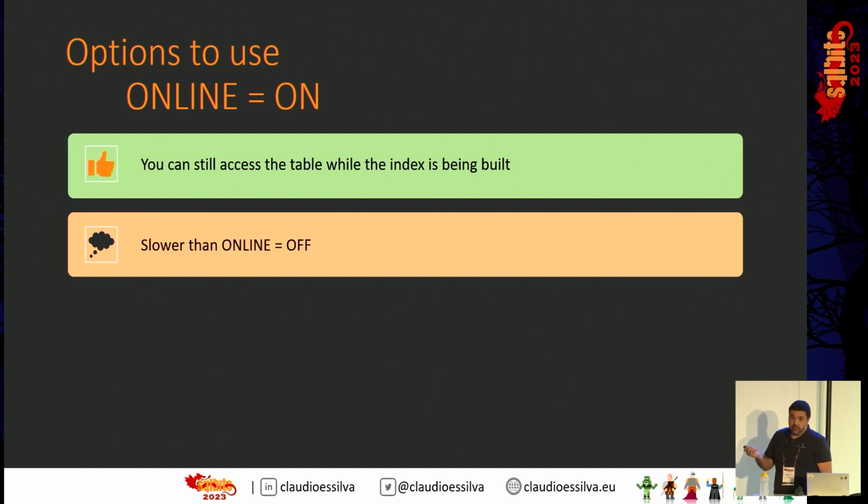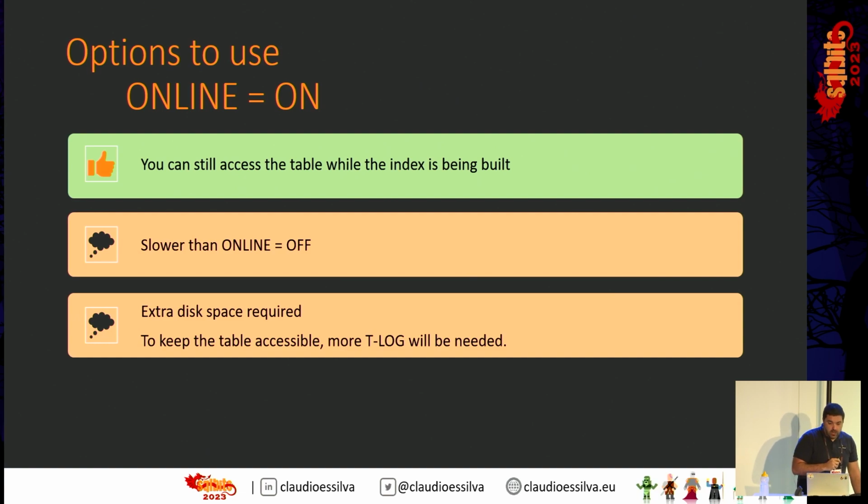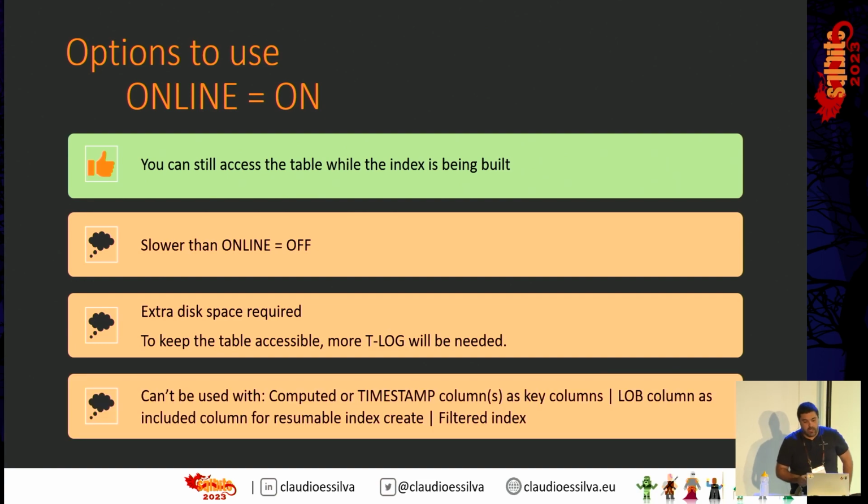The thing I said is slower than the online one, okay? You also need extra disk space because the transaction log can grow more in this situation. And there are a couple of limitations: some column types that you cannot use with it, okay?